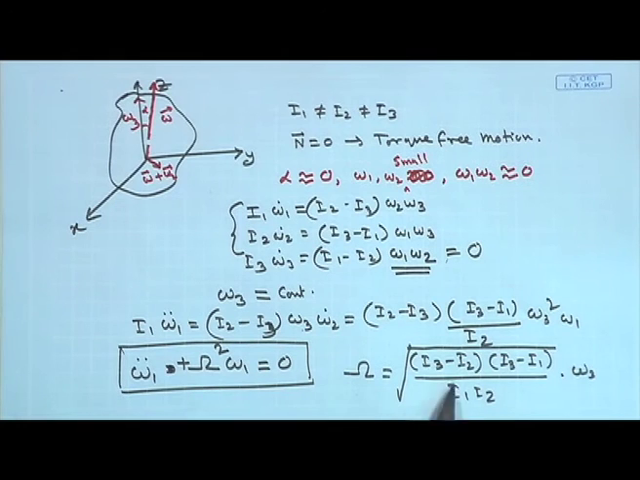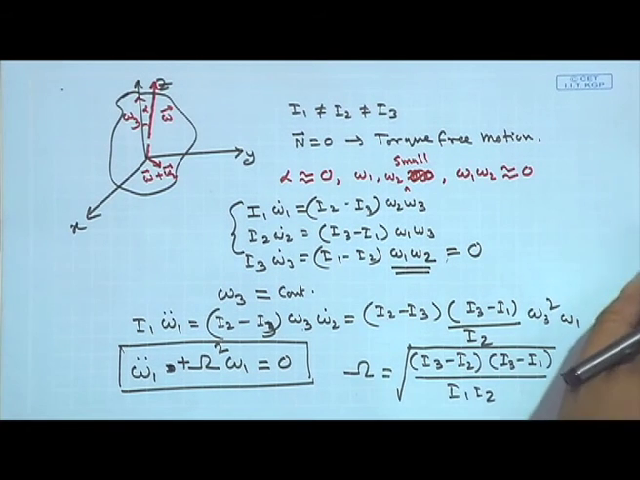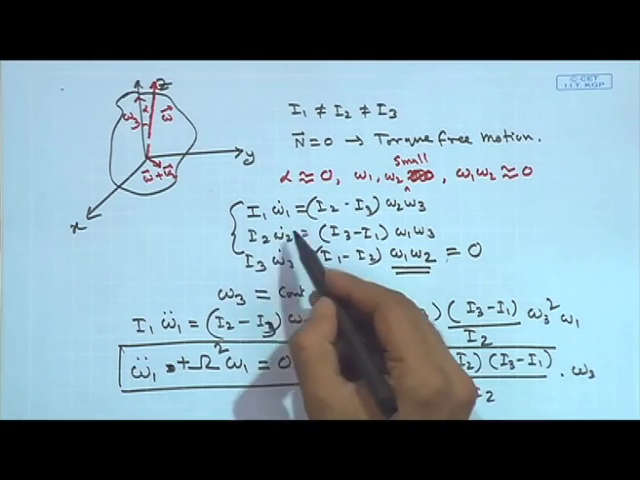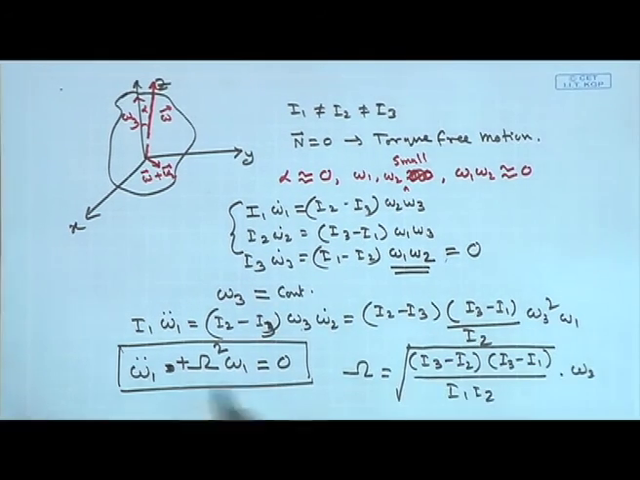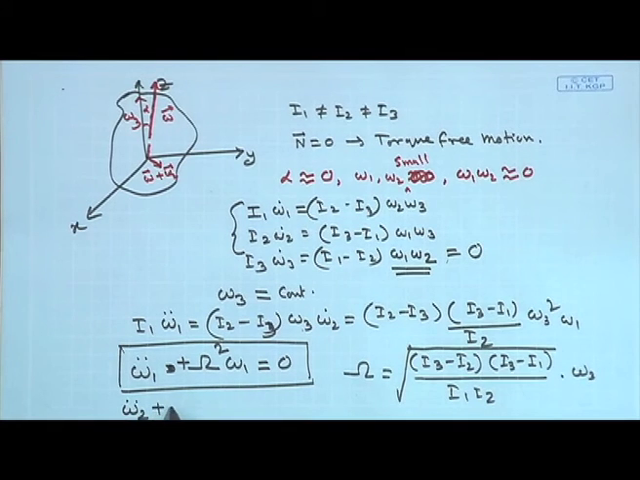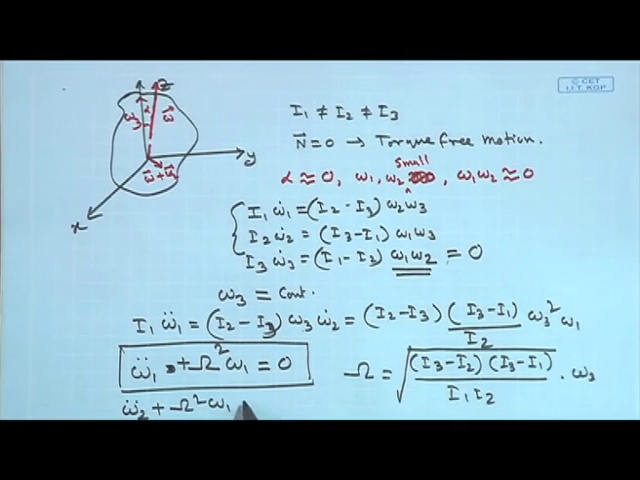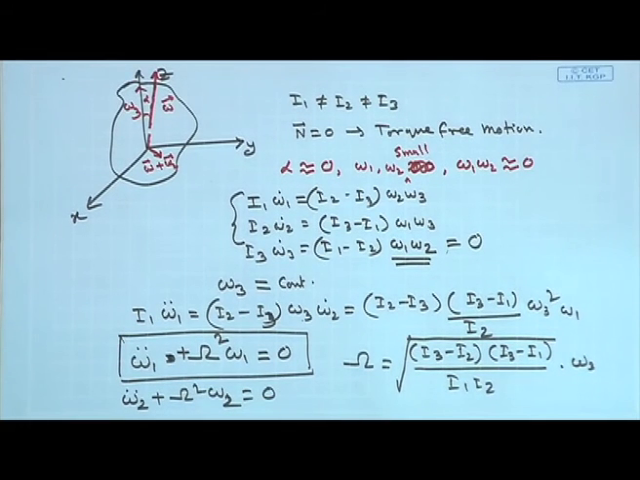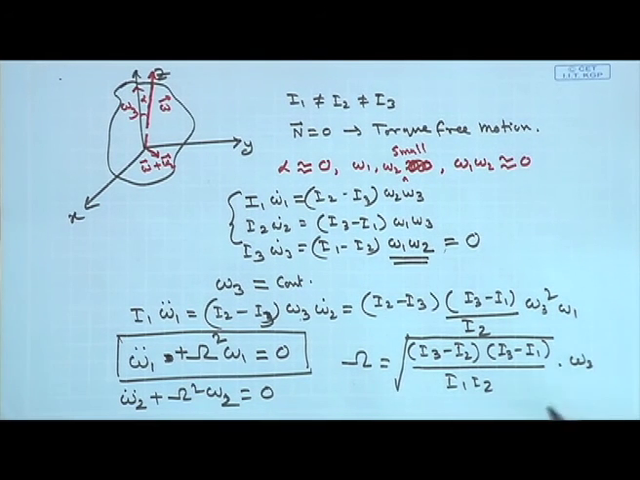So this is the expression of capital omega. We might as well write I2 minus I3, I1 minus I3. Similarly, if we do the same procedure for omega 2, we can write another equation which is equivalent to this equation, which will be omega 2 double dot plus capital omega square omega 2 equal to 0. We can do that.